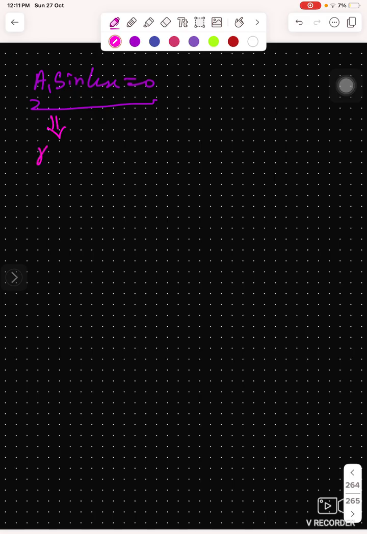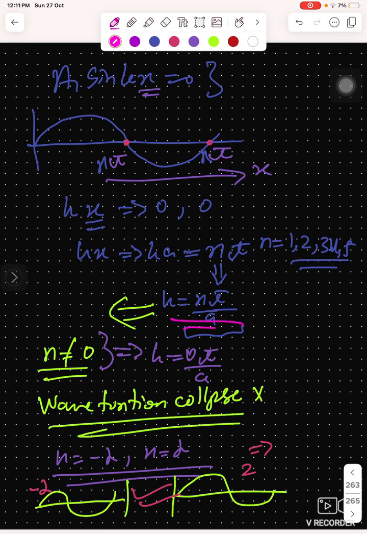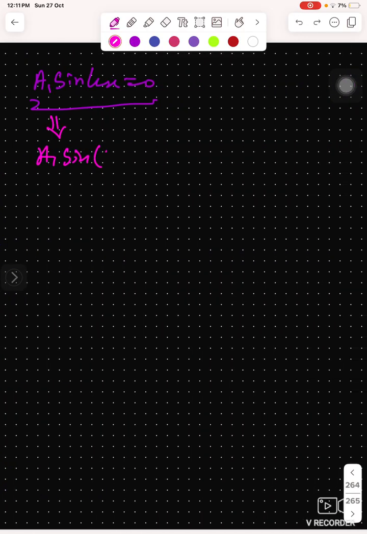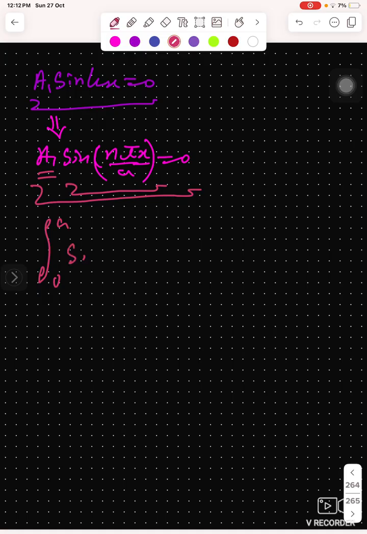So again, come down: a1 sine, replace, what was our k value? This, n pi over a, this is our k, and x is also there, equals 0. Now still we haven't solved it. We still don't have the value of a. We want to make a the subject. So let's solve this using integration. So we could do normalization integration.